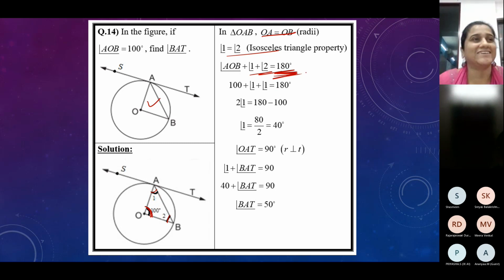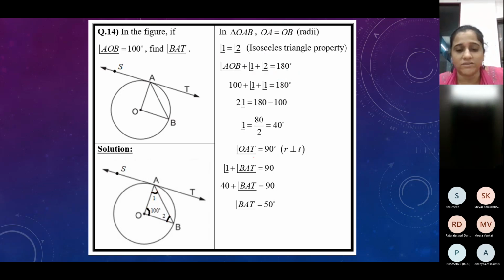Using angle sum property. But 1 is equal to 2, right? So instead of 2, you can say 1 itself, because 1 and 2 are equal angles. So like that, you find angle 1 is equal to 40 degrees. Then radius perpendicular to tangent. And see how I have presented.